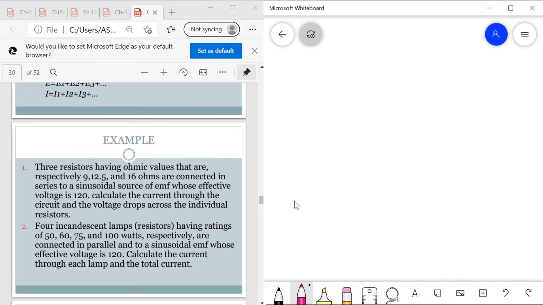So for example, we have 3 resistors having ohmic values that are respectively 9, 12.5, and 16 ohms, connected in series to a sinusoidal source of EMF whose effective voltage is 120. Calculate the current through the circuit and the voltage drop across the individual resistors. So yung mga given na 9, 12.5, and 16 ohms are already effective or RMS, kasi hindi sinabi sa problem na maximum values ang mga ito.